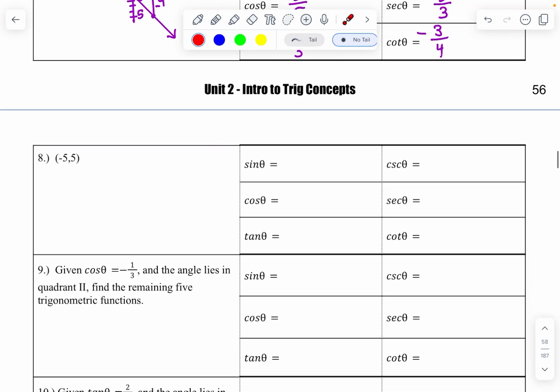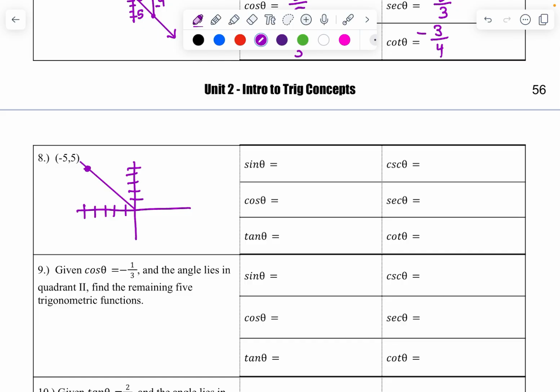All right, another one. So we've got -5, 5. So if I draw this out on my Cartesian plane, so -5, +5, we can draw in our right triangle here. So this is -5. This is +5. So this is a 45, 45, 90 right triangle, something isosceles.